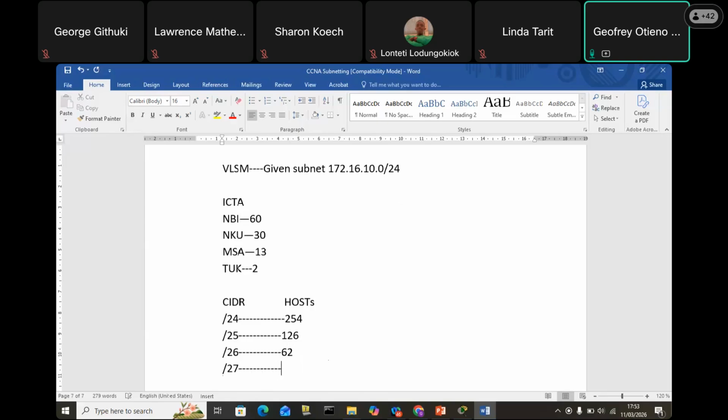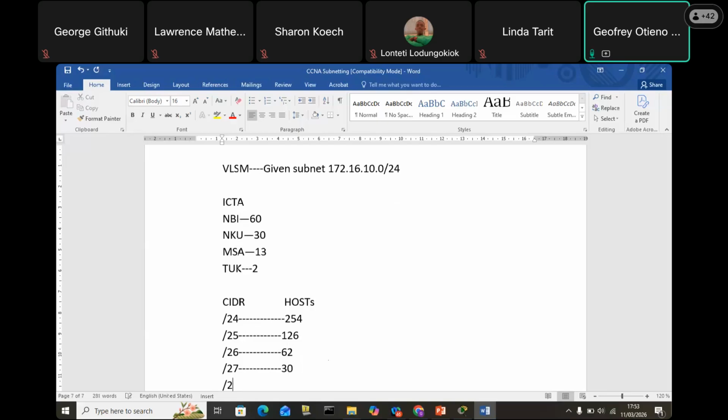27 is 30, correct. Okay, 30, because those are 3 bits borrowed. 27 minus 24, 3 bits borrowed. So the remaining are 5, so it's 2 raised to 5 minus 2. So 2 raised to 5 is 32, minus 2 is 30. That's what you are getting there.